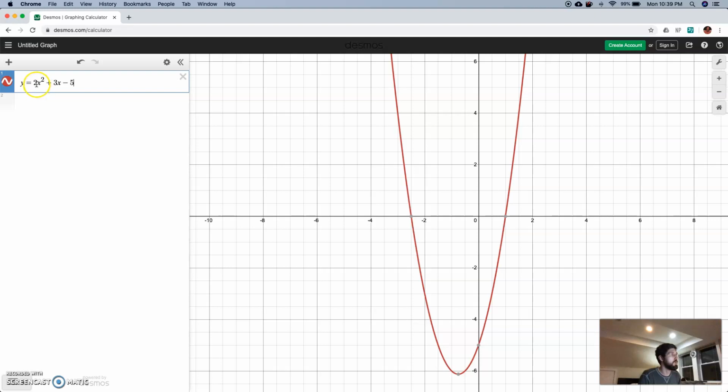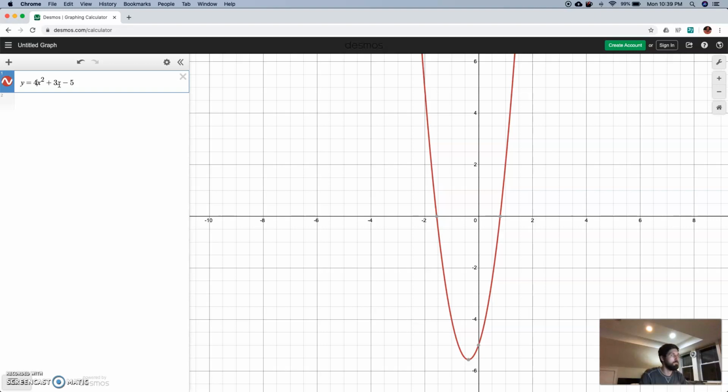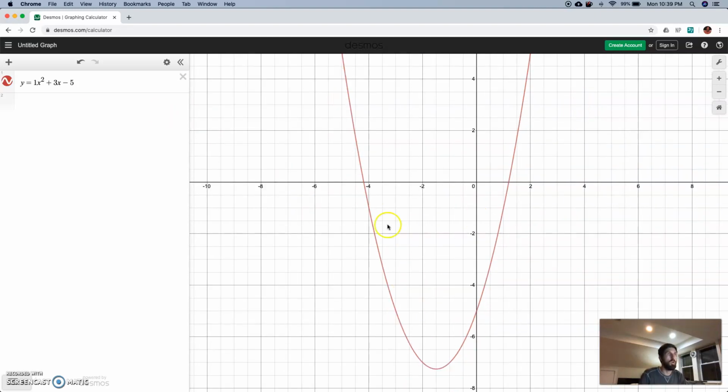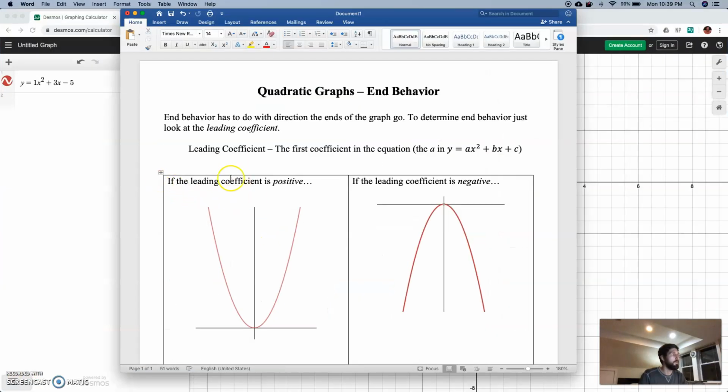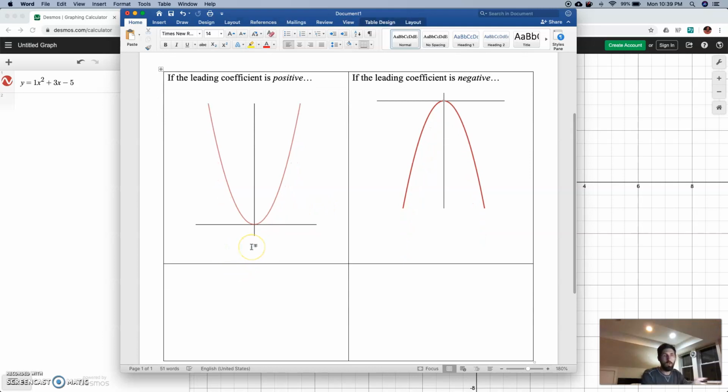If this number is positive, we could change that to a 3, 4, 1, whatever. You notice how this graph is always going up. We always have the ends go upwards. So that means that if the leading coefficient is positive, the graph opens up. Opens up means the points go up, and it looks like this. So the graph opens up.